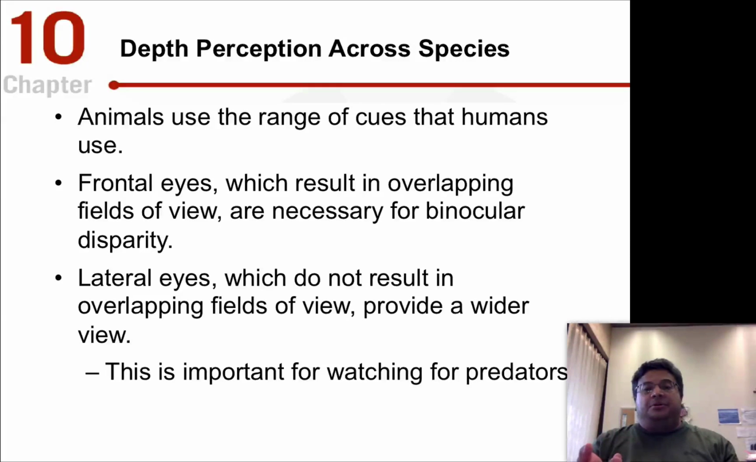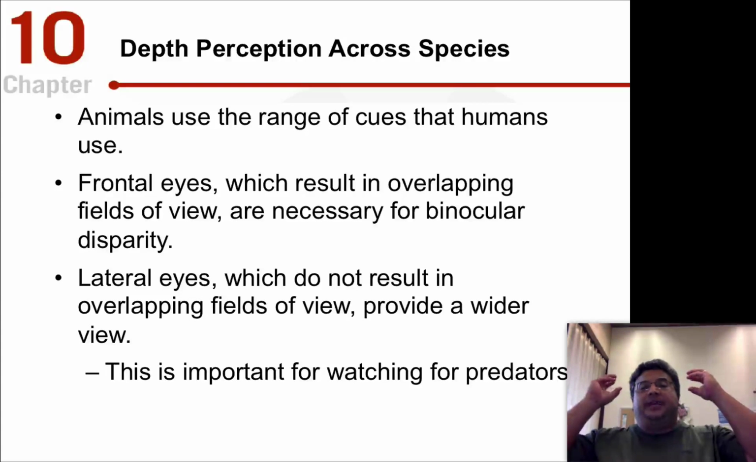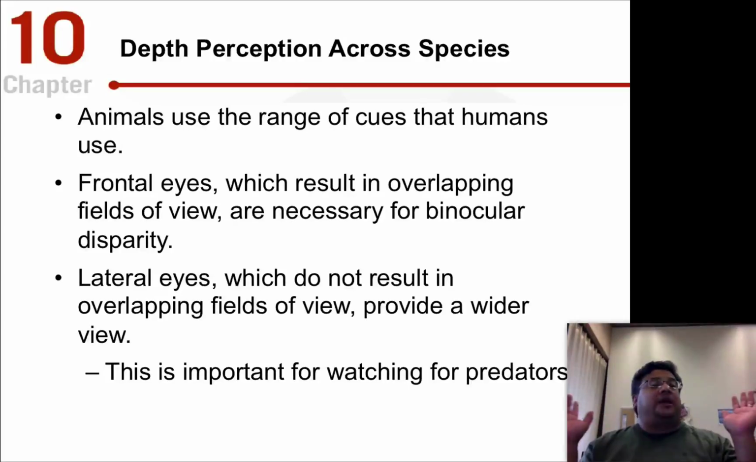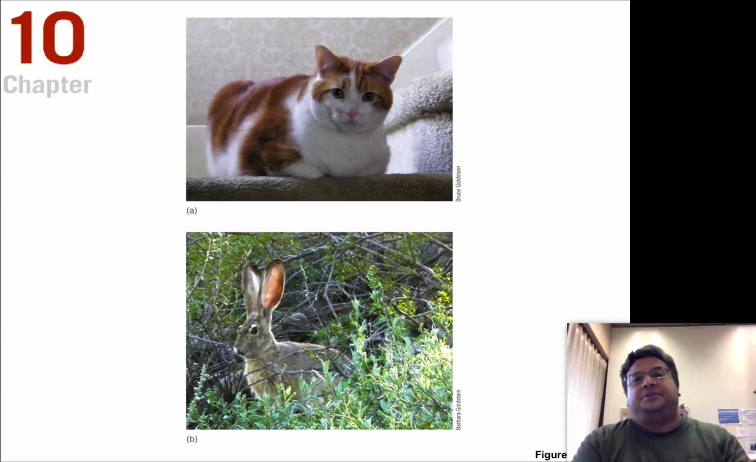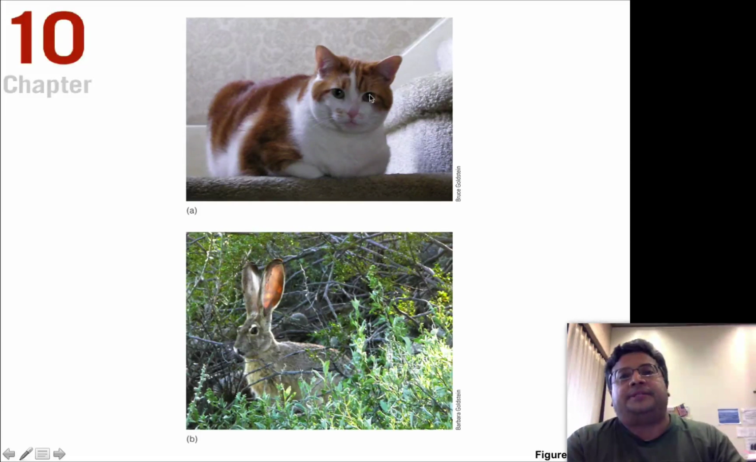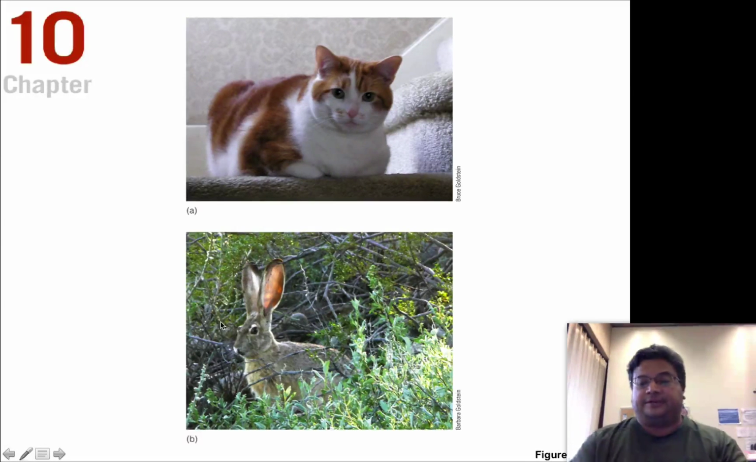And so what you're going to do is use those lateral eyes on the sides of your head to have a wider view of the environment so that you can look out for critters that are trying to eat you. Now, this is going to come at a cost. Animals that have eyes on the side of their head don't have as good depth perception, but they don't need it, right? As long as they can avoid getting captured by a predator, they'll be okay. So here's a kitty with the eyes in the front, and a bunny with the eyes on the side of its head.